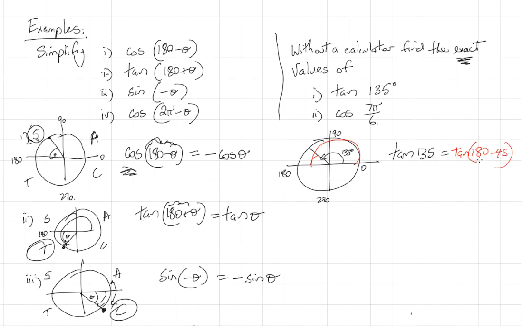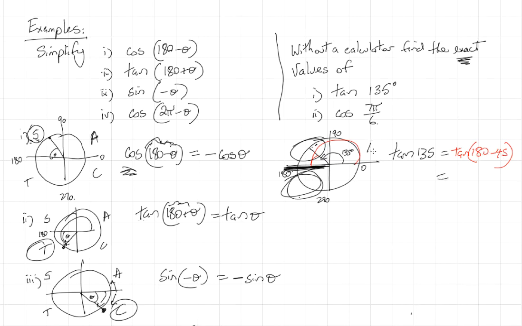So that's an important step. 180 minus 45 is 135. But more importantly, we have identified which quadrant 135 is in. We have then worked off the x-axis. So in this case, we're working off the negative x-axis. So all angles in here are 180 minus theta. All angles in this quadrant are 180 plus. So tan of 135 is the same as tan of 180 minus 45.